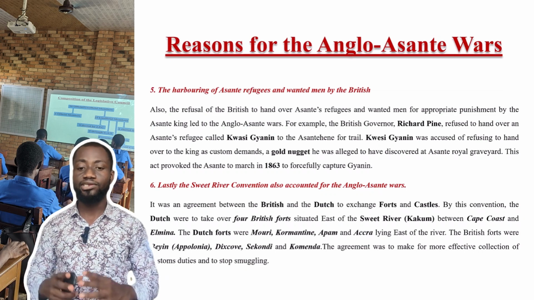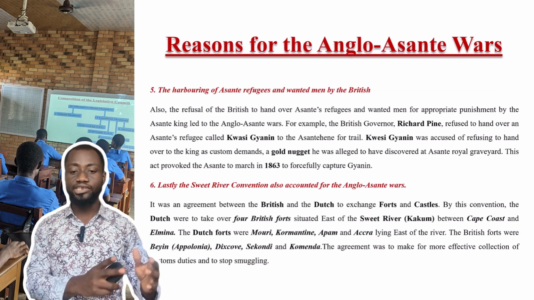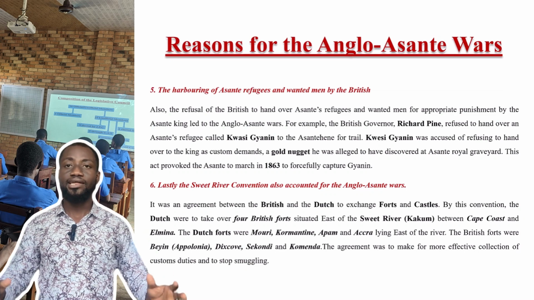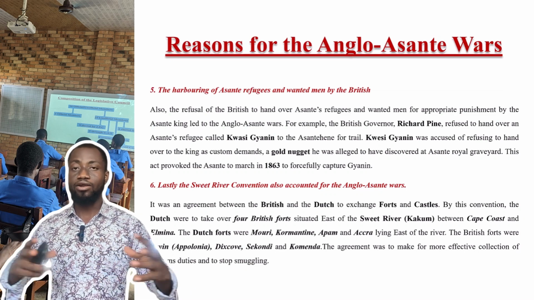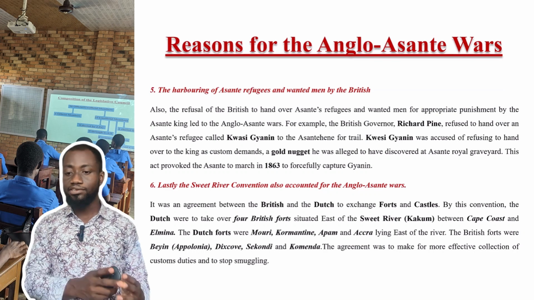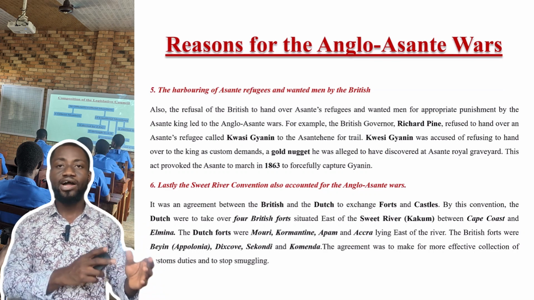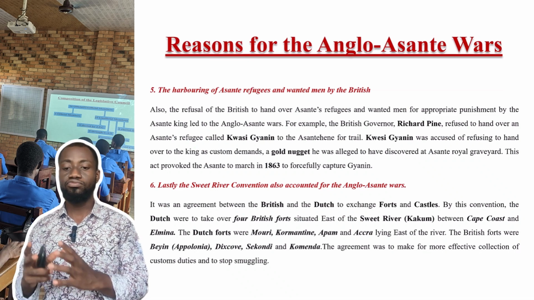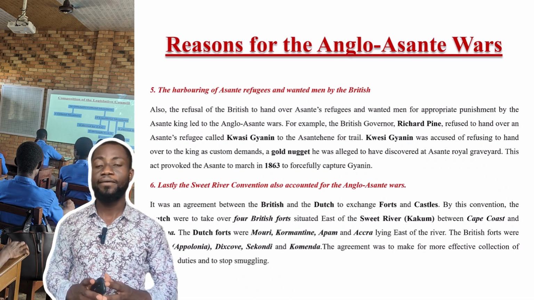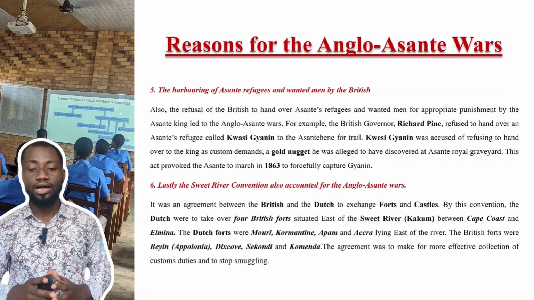The Sweet River Convention was an agreement signed between the British and the Dutch, and the aim of the agreement was to exchange forts and castles along the coast. And so by this convention, the Dutch were to take over 4 British forts, which were situated east of the Sweet River, and this Sweet River is found in Kakum today.